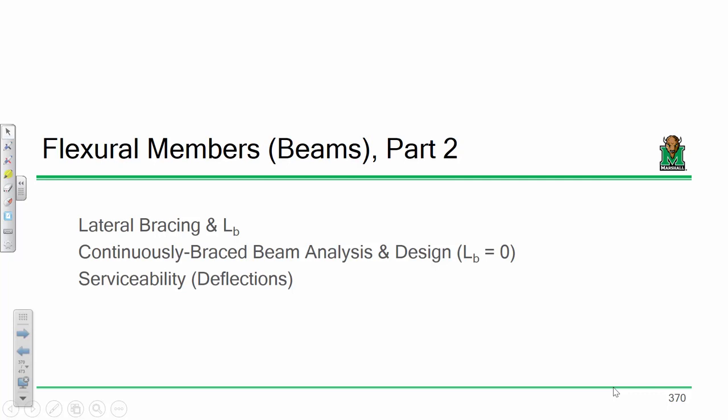Okay? And so the first thing that we have to talk about is how beams fail. Beams fail one of two ways. They either fail as a function of what we're talking about here. In other words, they reach the plastic moment, or they buckle, okay?